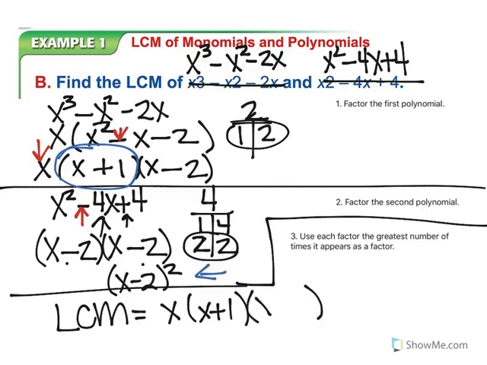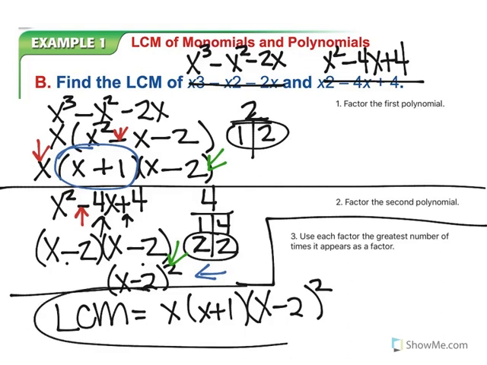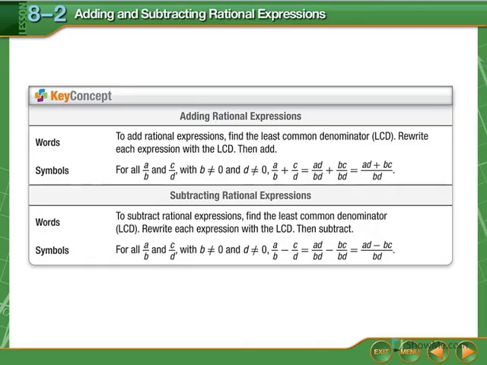And then I need to use x minus 2, and it looks like it shows up once in my first factor and twice in my second factor, so I need to use the biggest one. I'm going to use it twice, so x minus 2 squared. And this would be my least common multiple of the two polynomials.